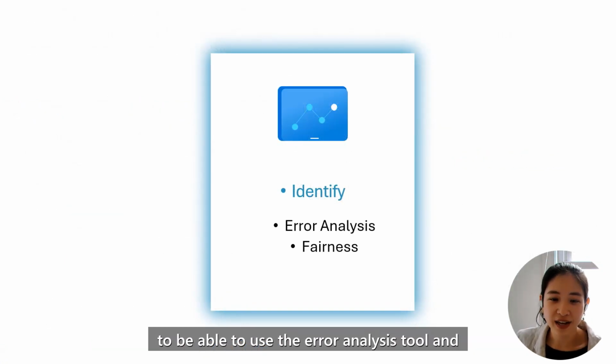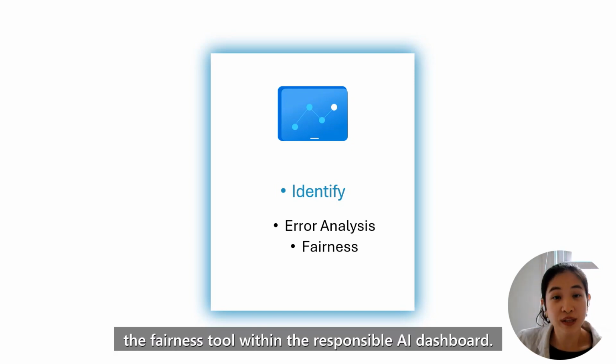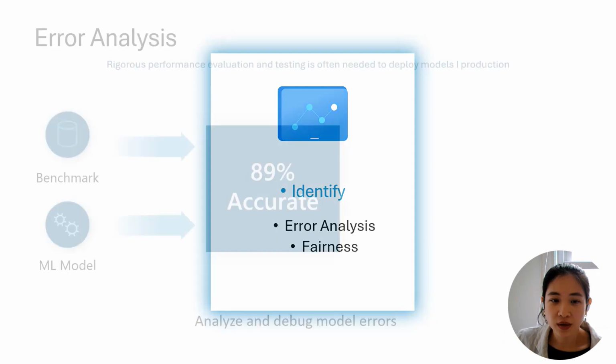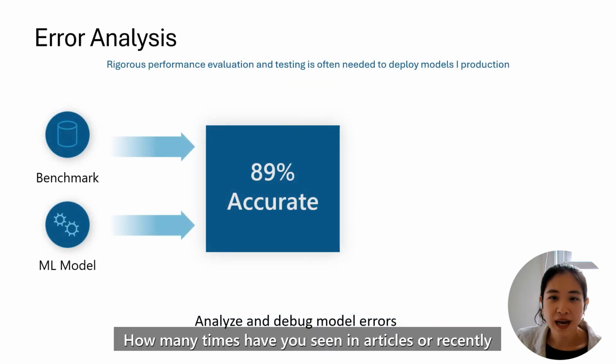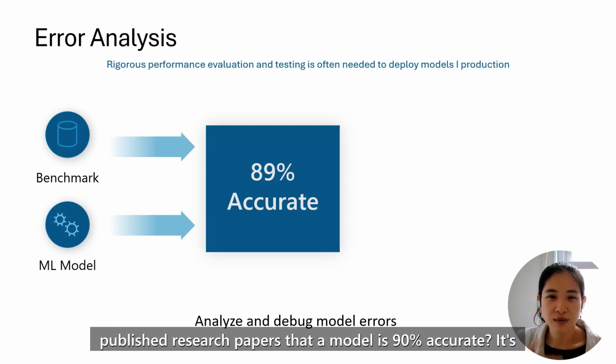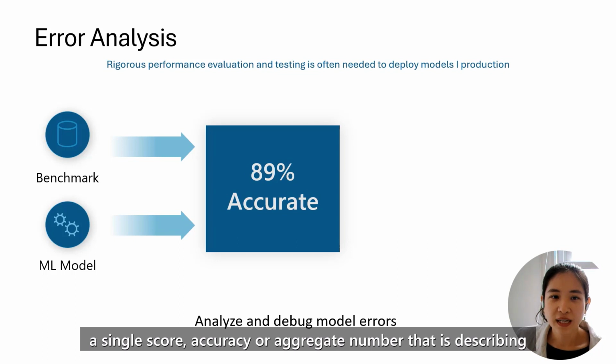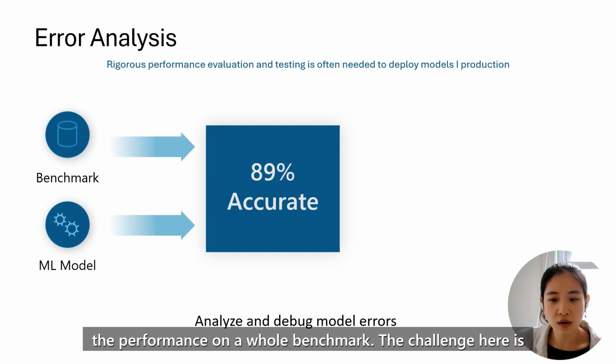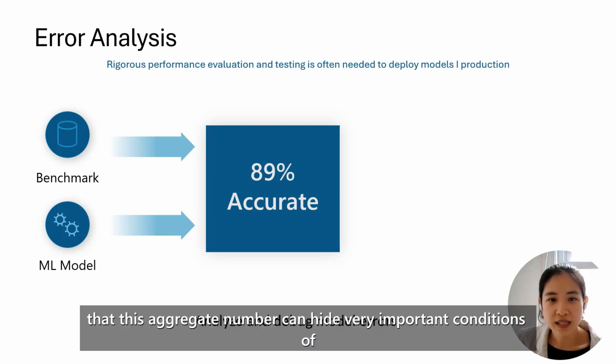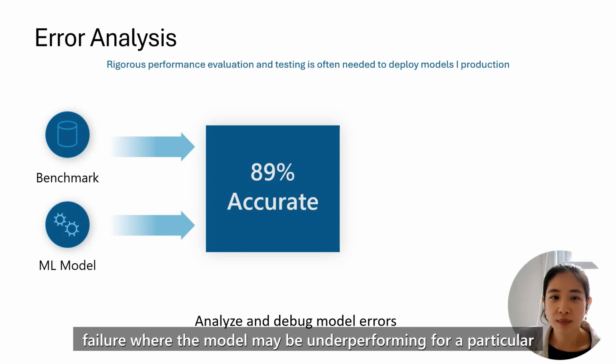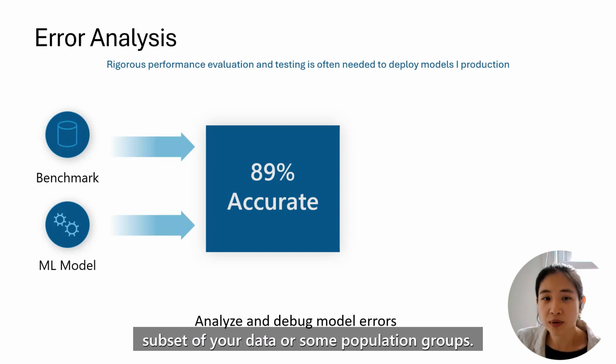First, we have Identify, where we're going to be able to use the error analysis tool and the fairness tool within the Responsible AI dashboard. How many times have you seen in articles or recently published research papers that a model is 90% accurate? It's a single score accuracy or aggregate number that is describing the performance on a whole benchmark. The challenge here is that this aggregate number can hide very important conditions of failure, where the model may be underperforming for a particular subset of your data or some population groups.